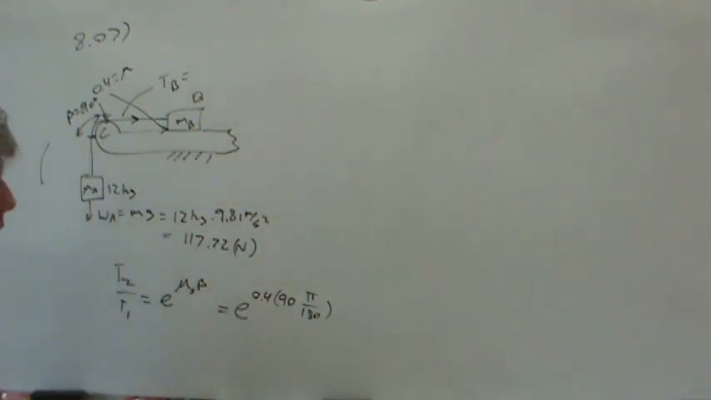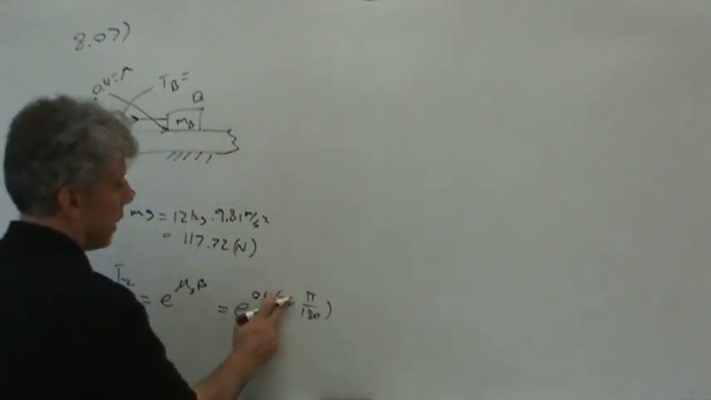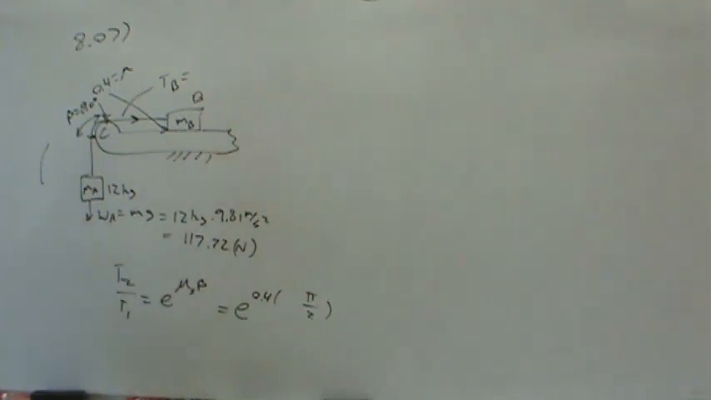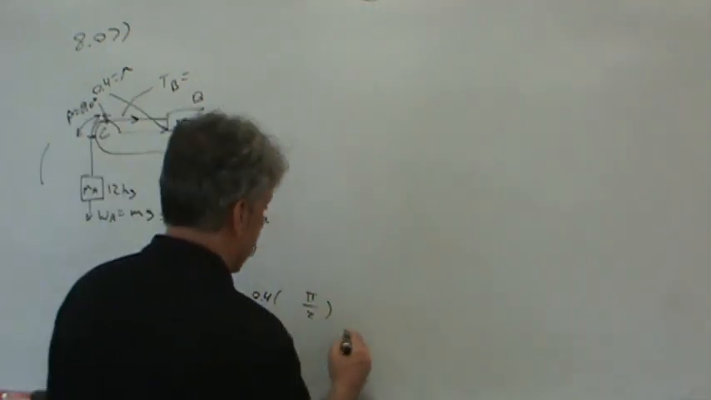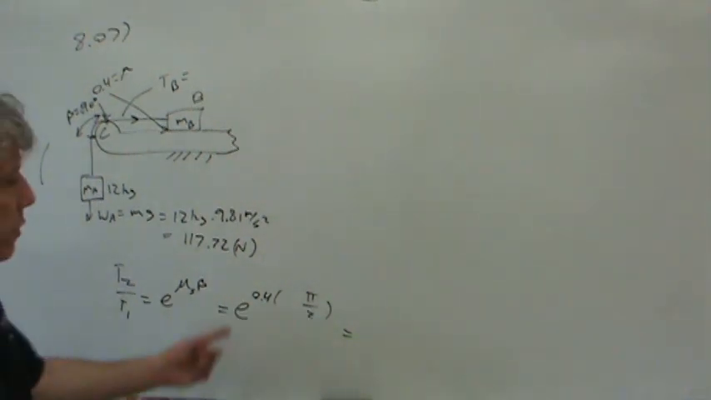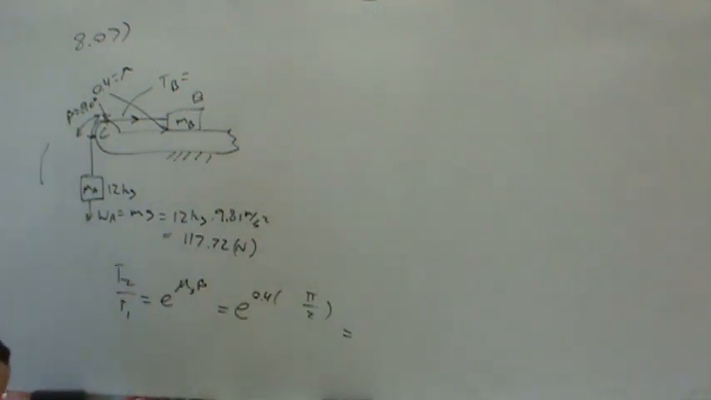Okay. So basically we need pi over 2 times 0.4. There's one more note to make, but go ahead and tell me this number. You know where e is on your calculator, right? I hope. If you don't, find it. So you need to take e to the power of 40% of pi over 2. What do you get when you do that?